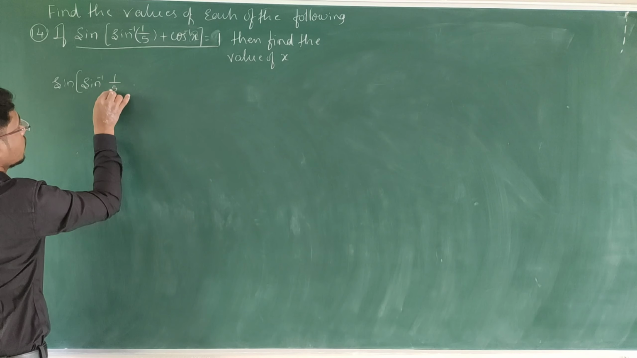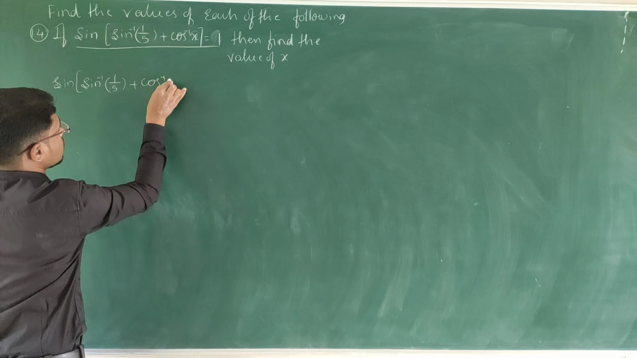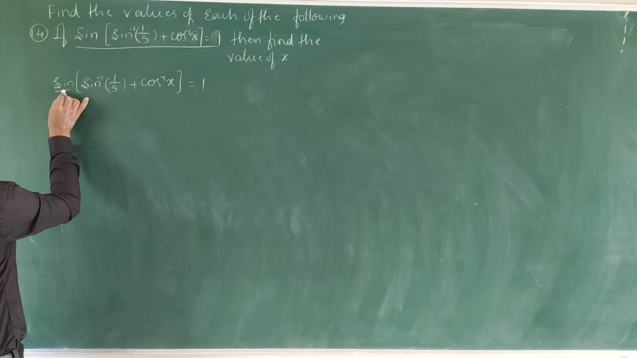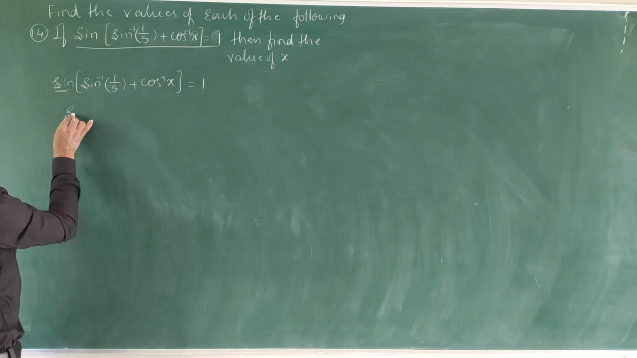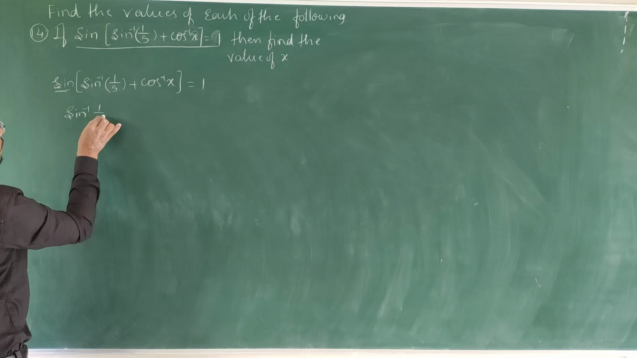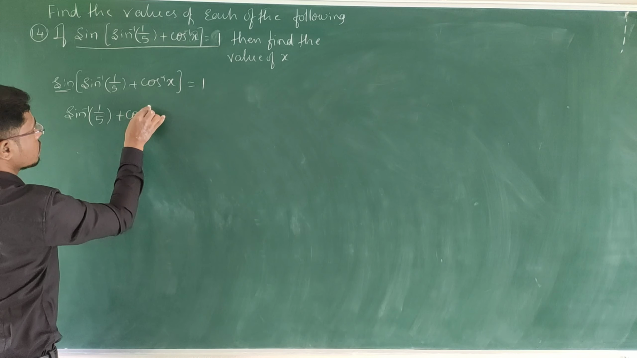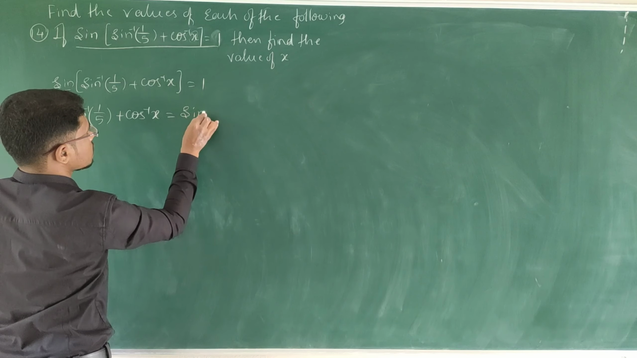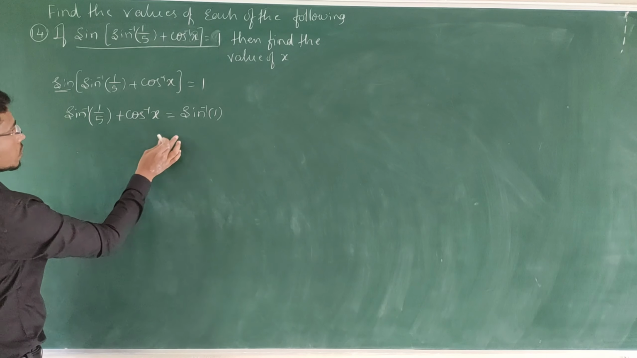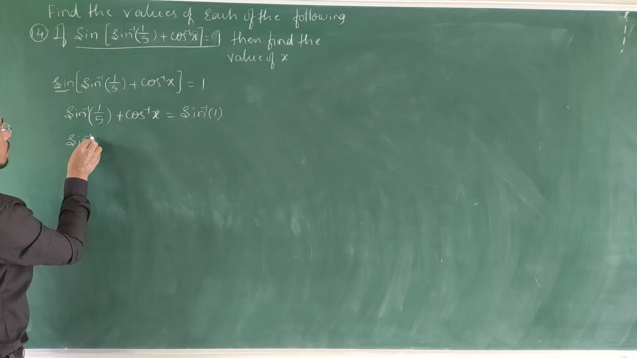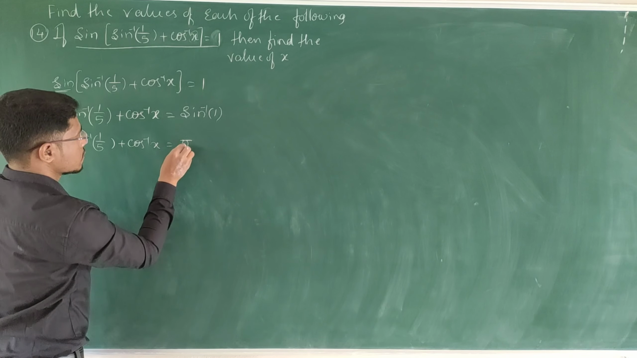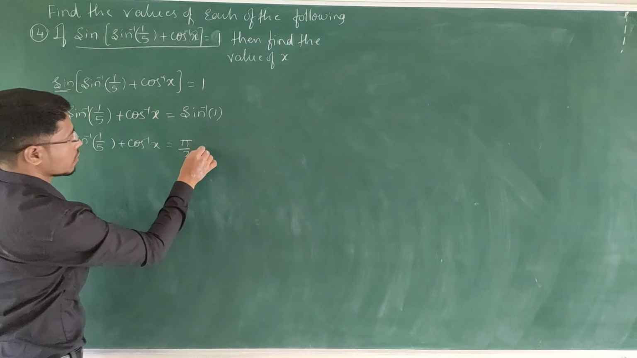Sin inverse of 1/5 plus cos inverse of x is equal to 1. Next, take this sin to the RHS: sin inverse of 1/5 plus cos inverse of x is equal to sin inverse of 1. So sin inverse of 1 is what? Pi by 2, 90 degrees.